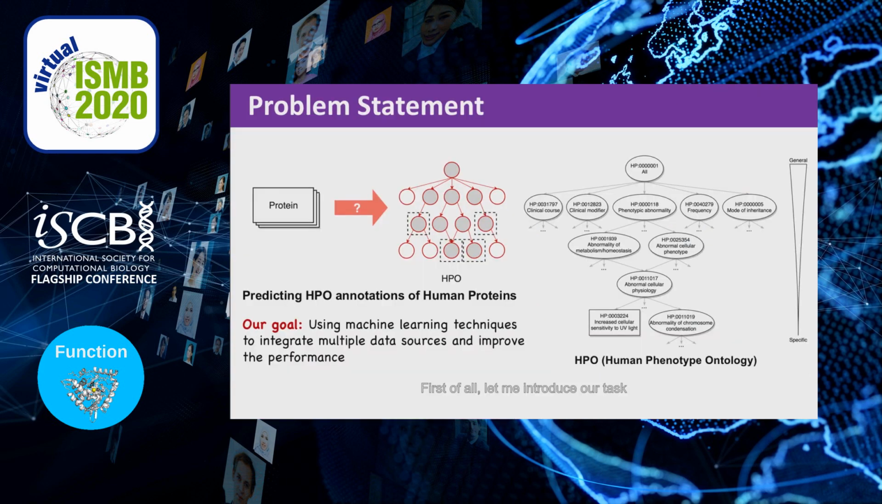First of all, let me introduce our task. As shown in the left figure, given a novel protein, what we need to do is to predict the HPO annotations of it. The Human Phenotype Ontology (HPO) provides a standard vocabulary of the human abnormal phenotypes and of the semantic relationships. The structure is quite similar to the Gene Ontology. Here, we focus on the most important sub-ontology, phenotypic abnormality, or PA.